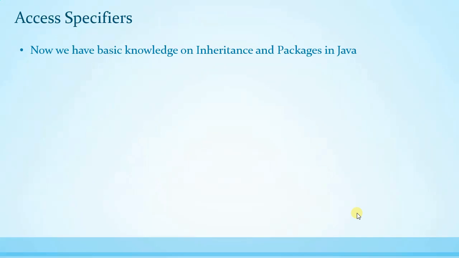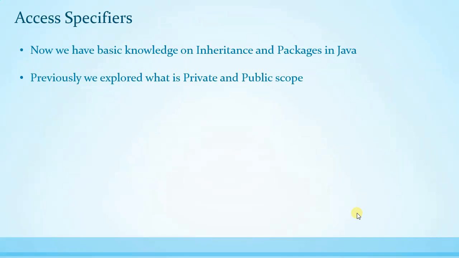Now we have the basic knowledge. In the previous two videos, we saw how to create packages and use packages. And before that, we saw the basics of inheritance, how to derive a class from the existing class. Now, with these two basic knowledges, we are in a position to explore all the four access specifiers in Java.